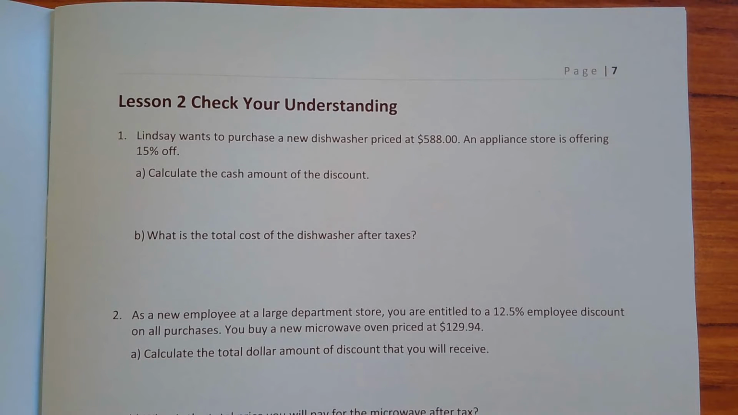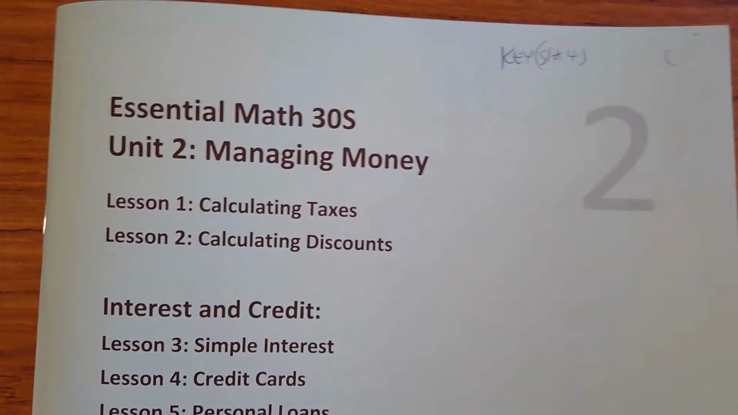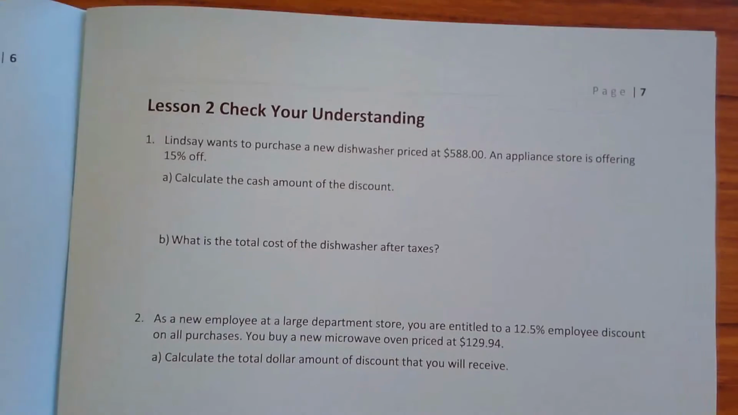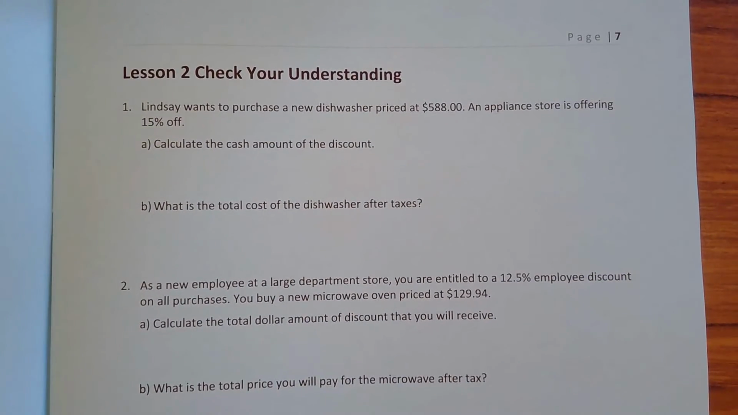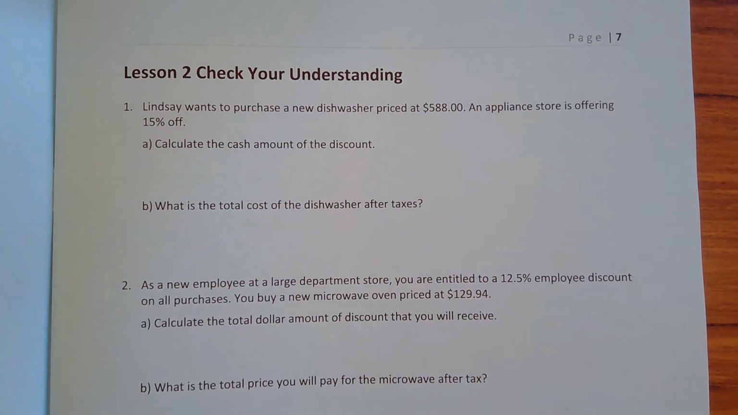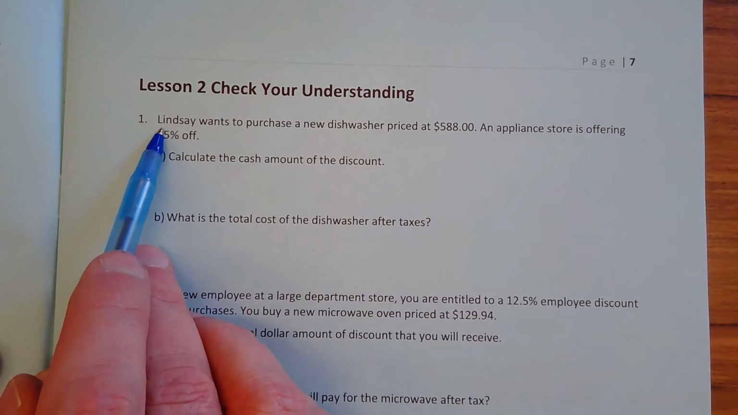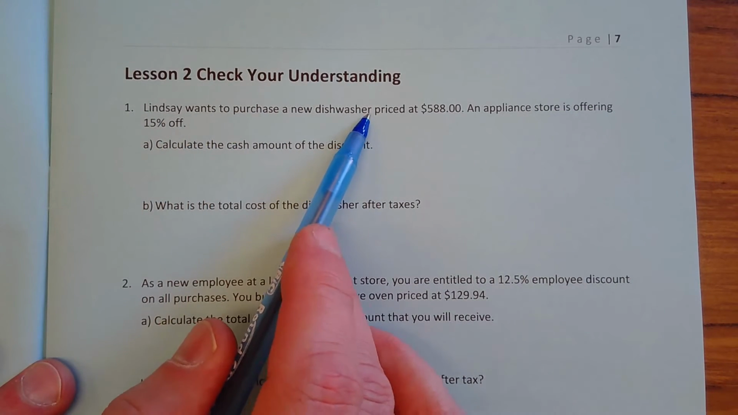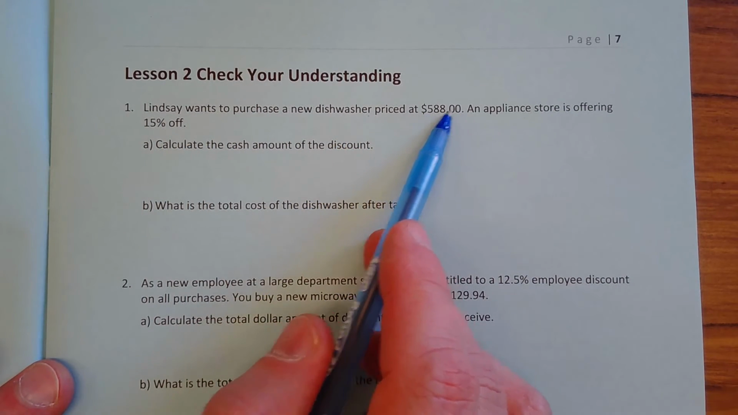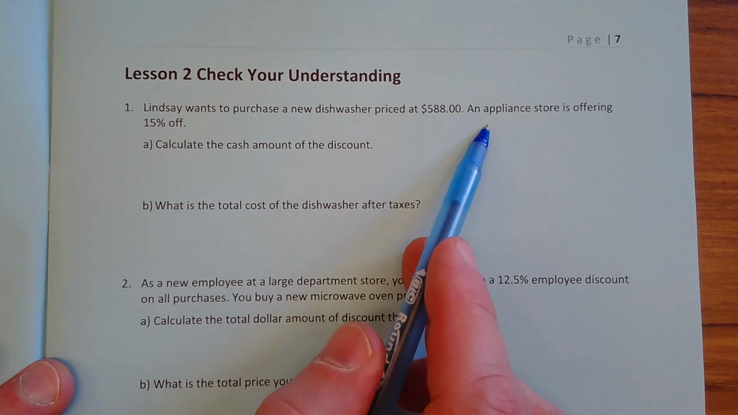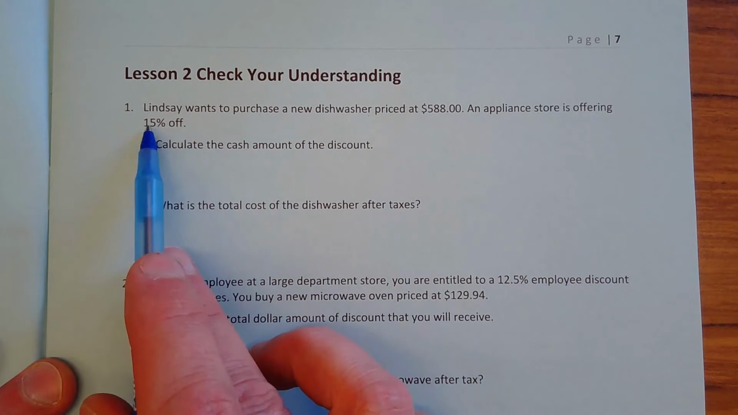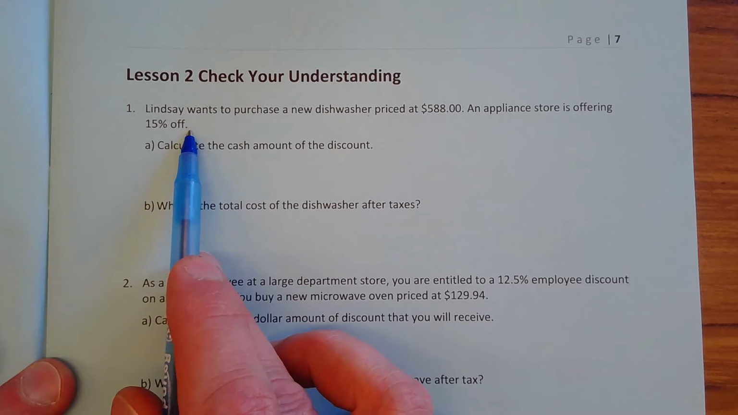Okay, looking at page 7 of the Managing Money booklet, which had to do with buying things that have discounts. Appliances, those kinds of things. So, Lindsay wants to purchase a new dishwasher priced at $588, and an appliance store is offering 15% off of that.